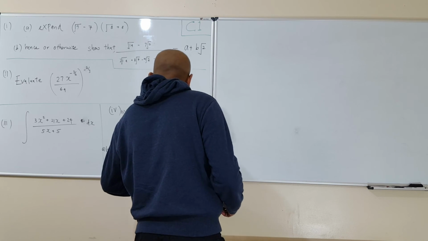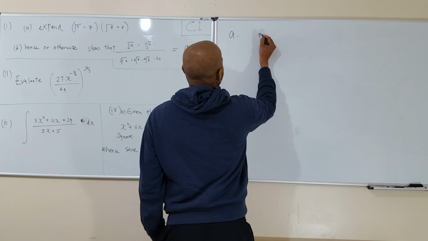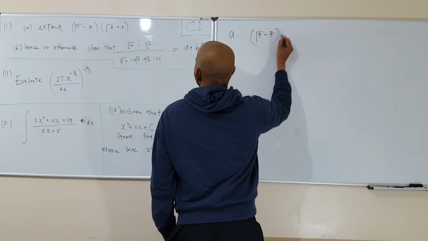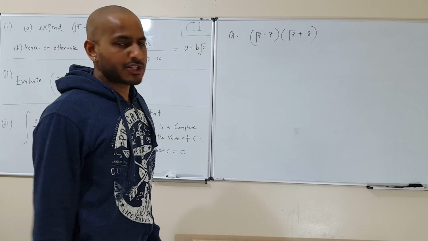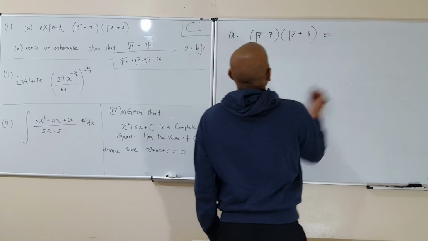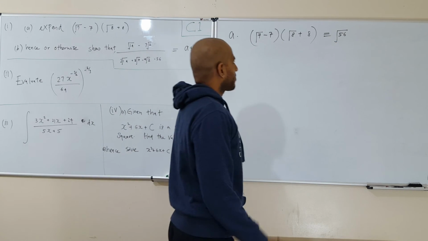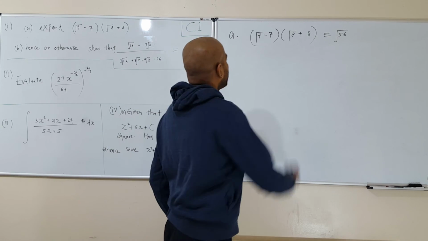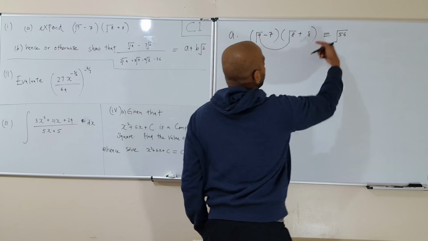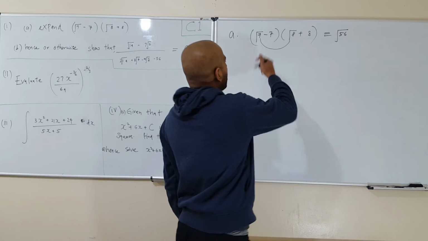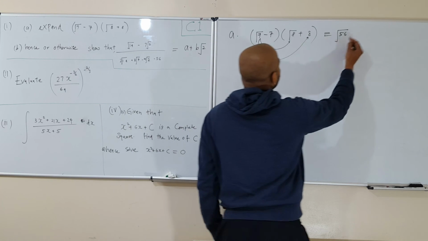Question 1 basically says expand that expression. Expand root 7 minus 7 times root 8 plus 8. Okay, so let's do this. Root 7 times root 8, you get root 56, because they both are roots, so the root sign remains. Root 7 times 8, just normal 8, would be 8 root 7.